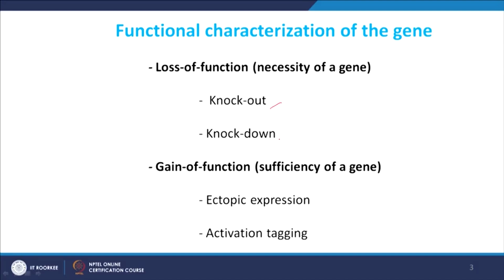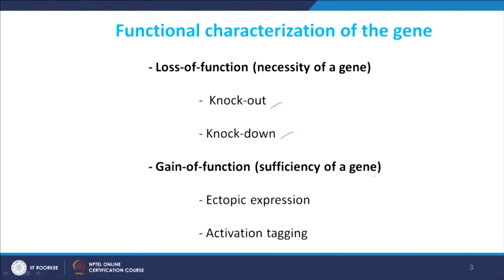So, we will take them one by one. First we will take loss of function, and here there are two ways to do it. Either you knock out the gene or you knock down the gene. In knockout, you totally make a null mutant where the gene is totally disrupted. In knockdown, you are reducing the expression of a particular gene, but it is not a null mutant.